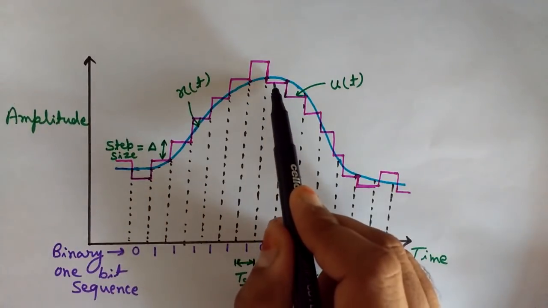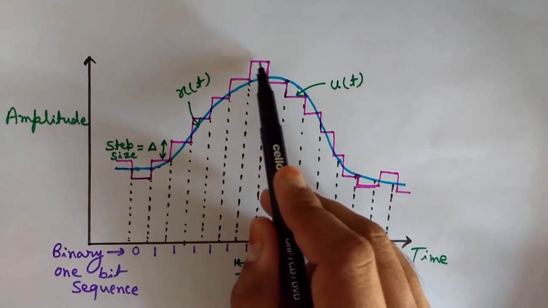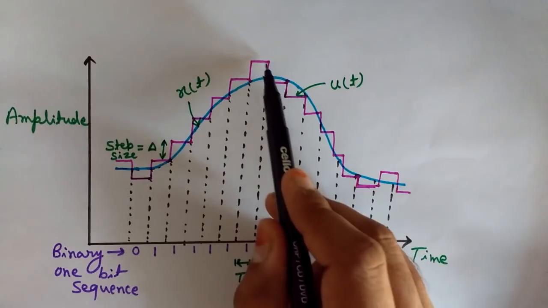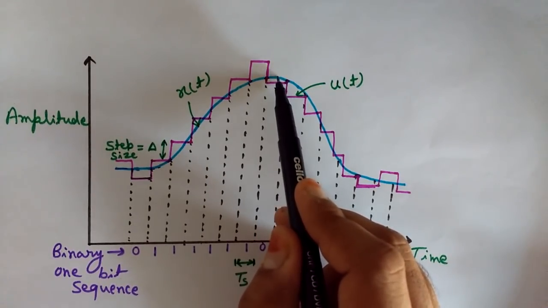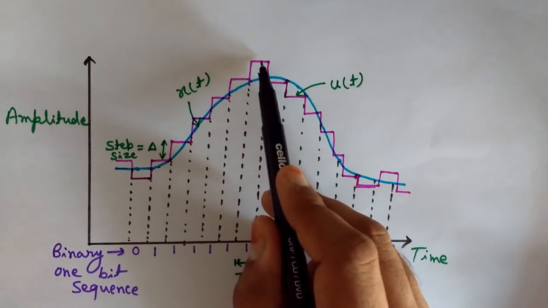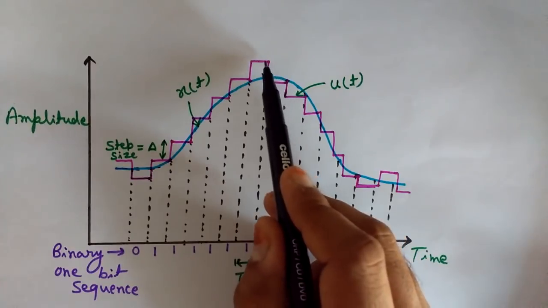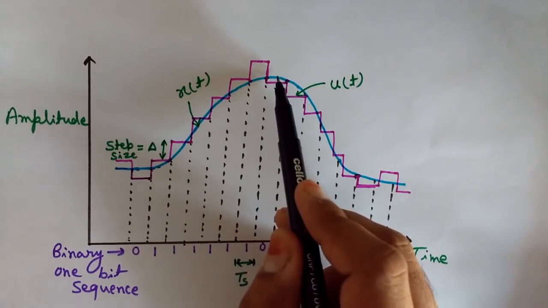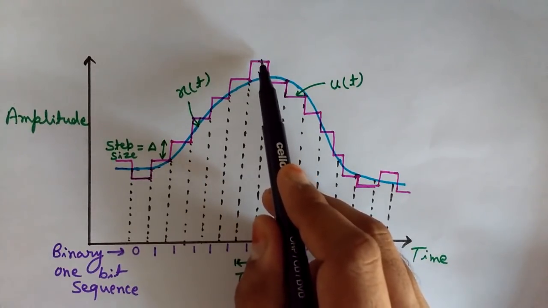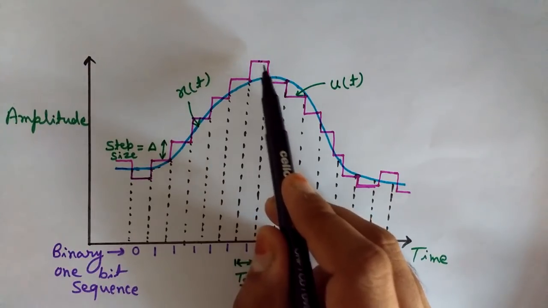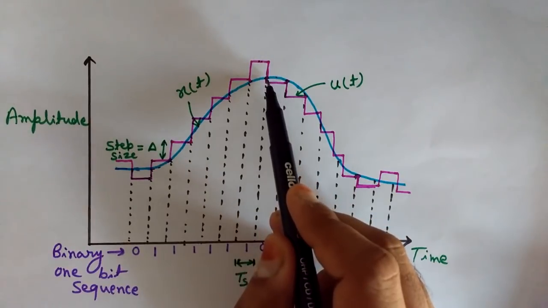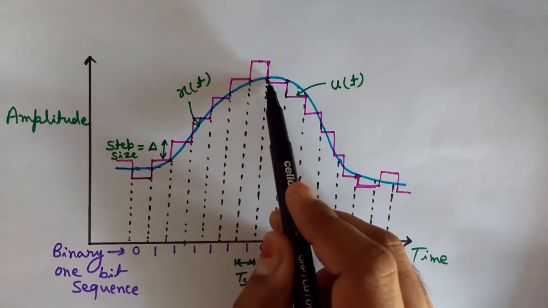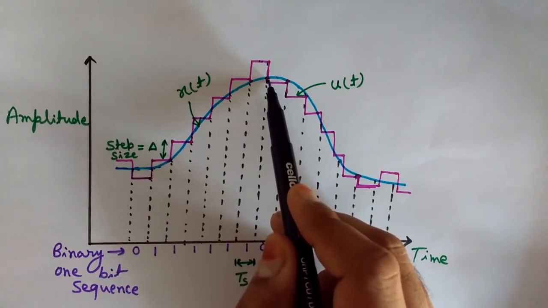But now observe that here the approximated value is higher than the signal. This is the sampled signal, and its previous approximated value is this one. So this previous approximated value is higher than this one. So the difference, this minus this, is negative. So here we decrease this by delta. This approximated staircase signal has been decreased by delta.